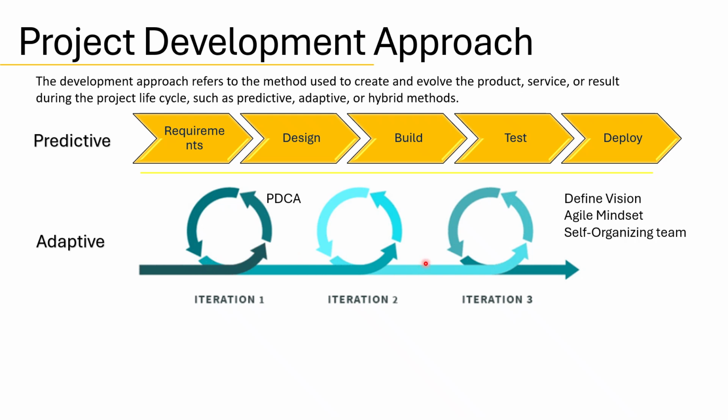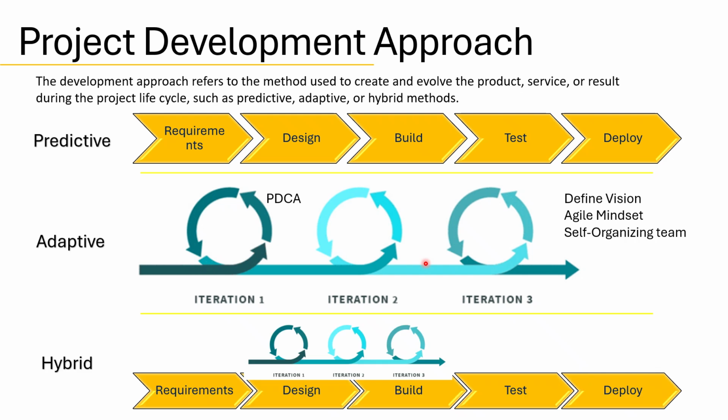Hybrid approach. This blends both predictive and adaptive elements. For example, in a software project, requirements, testing, and deployment may follow a predictive flow, while design and build are handled adaptively to respond to evolving needs. Another example is designing a custom home, which may require adaptive exploration during the design phase, but once construction begins, the process follows a predictive flow.